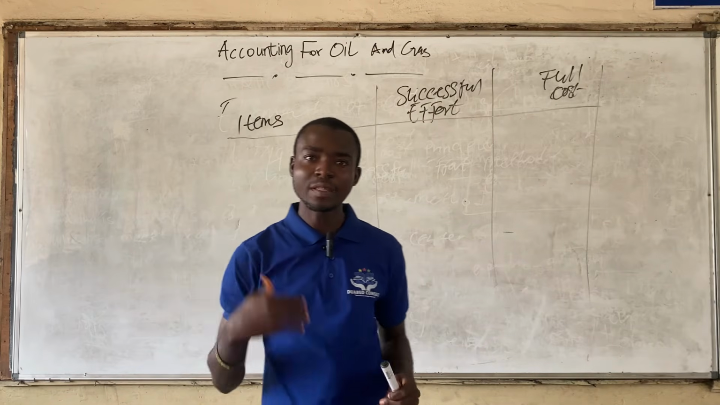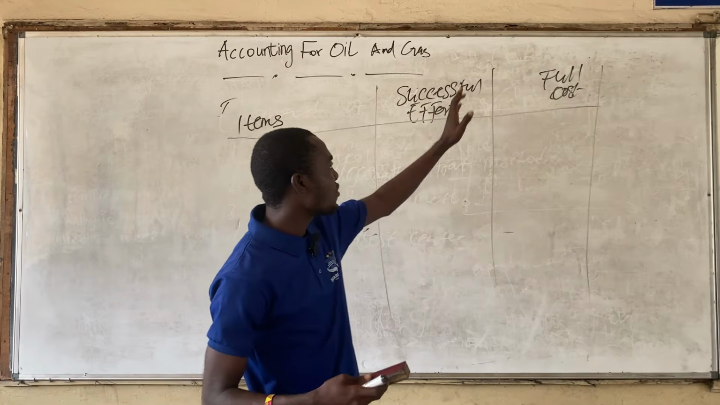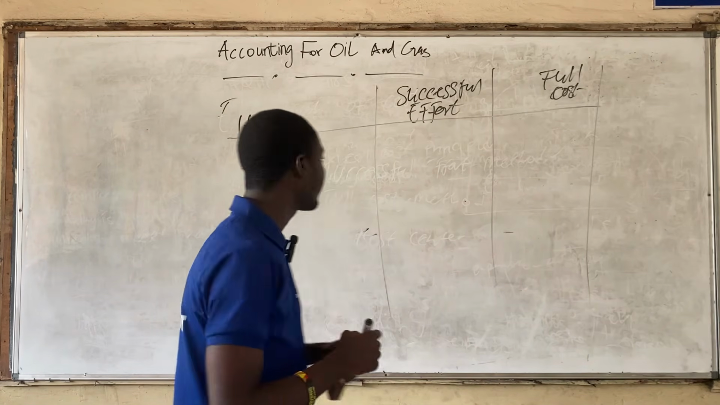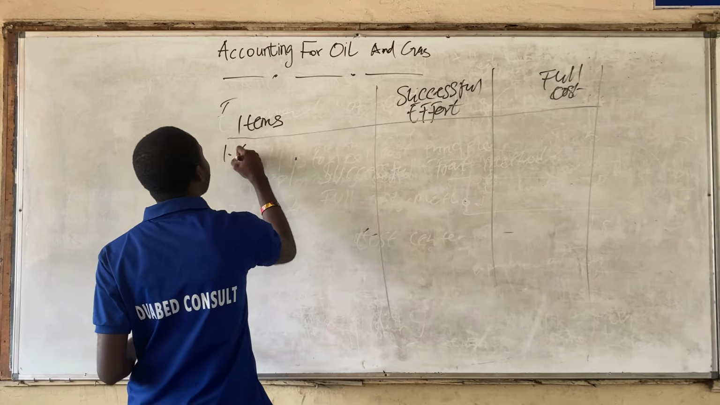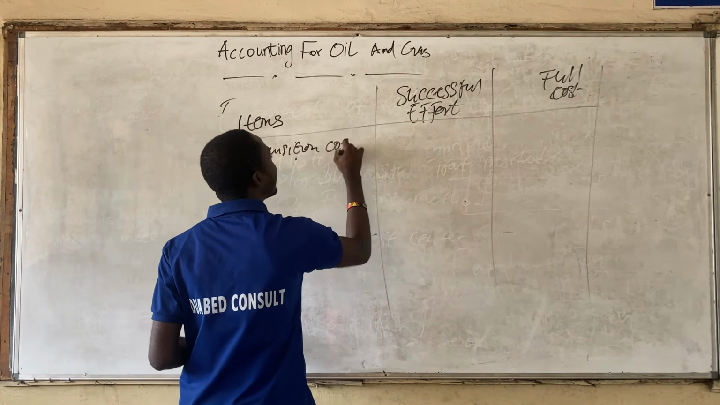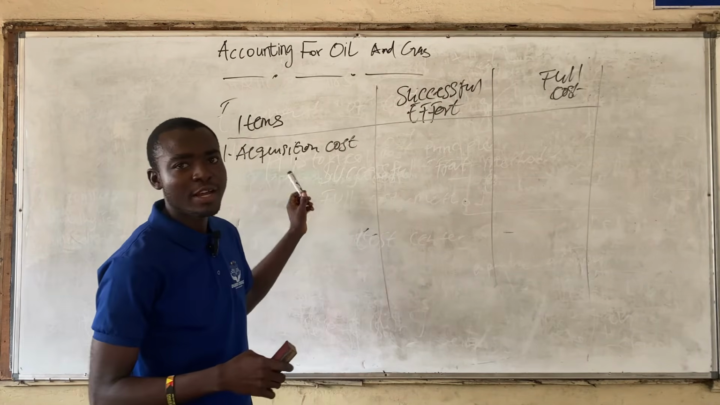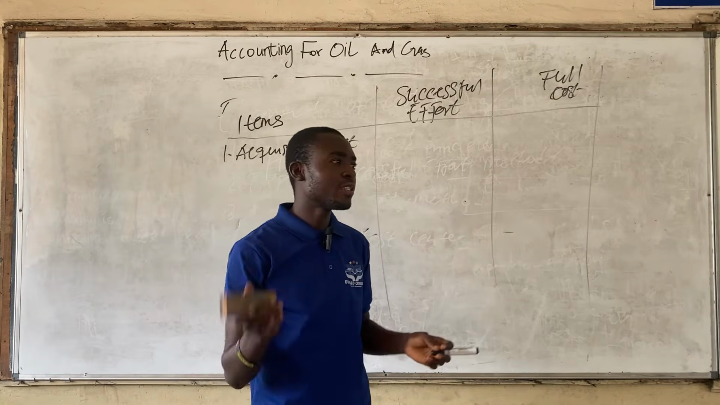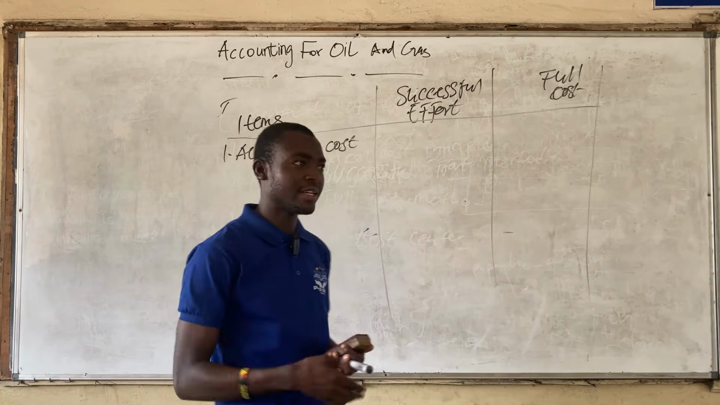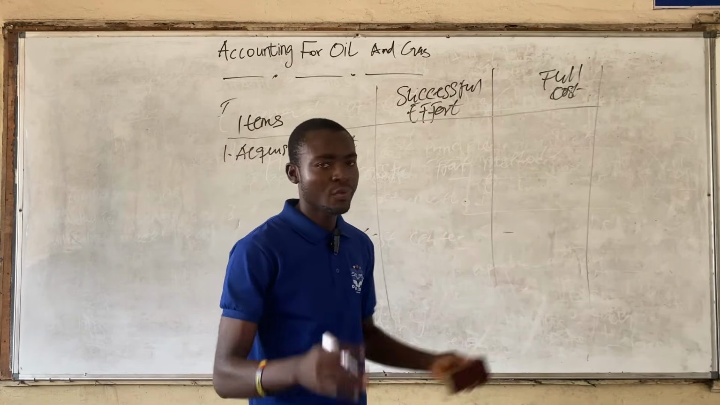So we take the items one by one and see how we'll be treating them under successful effort and then the full cost method. First one is the acquisition cost. I have already explained what acquisition cost is. Acquisition cost forms part of the cost of the asset under both methods. So it means under successful effort and full cost, we capitalize them.